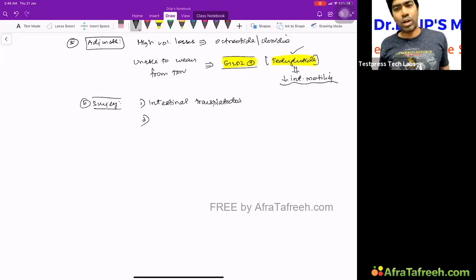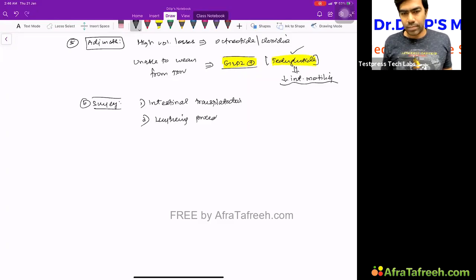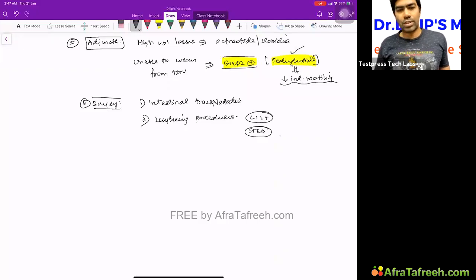So in patients who cannot be continued with TPN, and in patients who are having lifelong TPN dependence, the only theoretical best option is intestinal transplantation. And there are some intestinal lengthening procedures which will be discussed better in surgery. There are many procedures. One is called LILT, that is longitudinal intestinal lengthening and tailoring procedure. And the next one is called the STEP procedure, that is serial transverse enteroplasty.